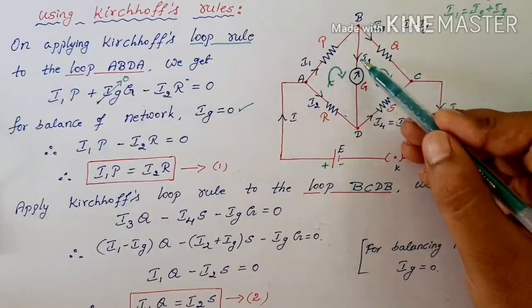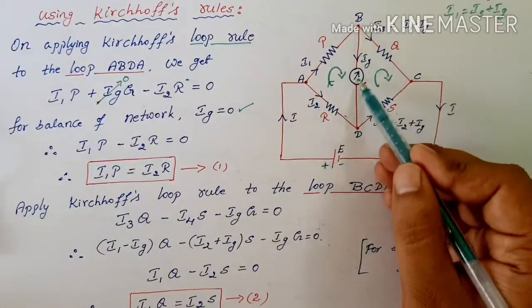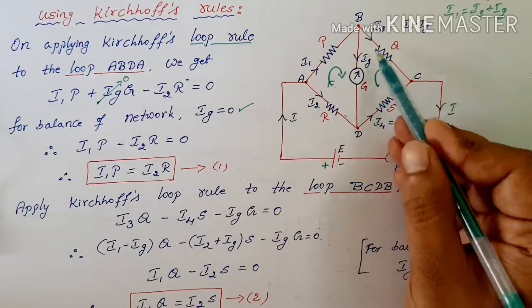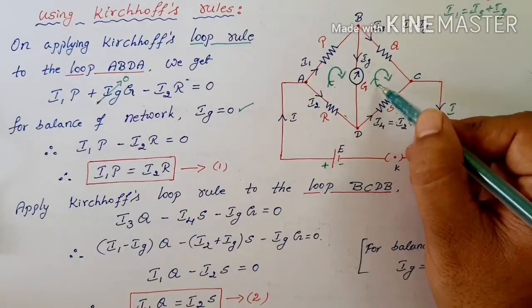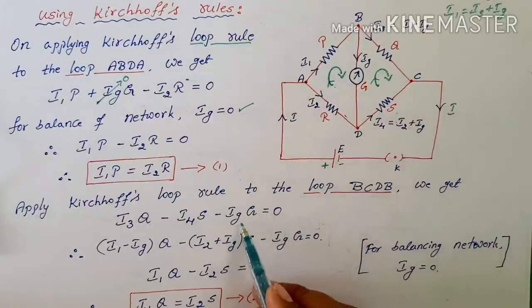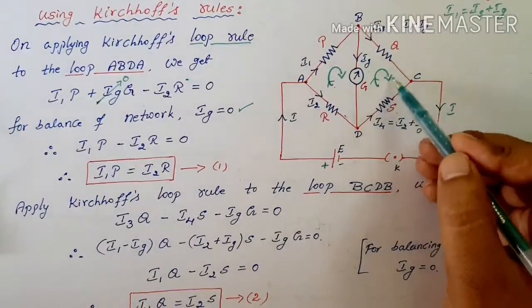And observe the Ig. Again, it is common. This is the arm common to the left and right. Again, it is included for the BCDB loop also. For this observation, the Ig is opposite, hence minus Ig. That is equal to 0. Again, there is no cell in this loop.